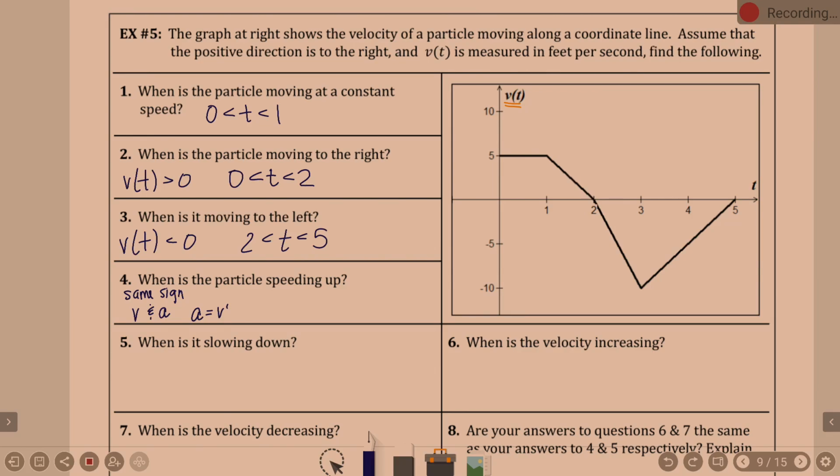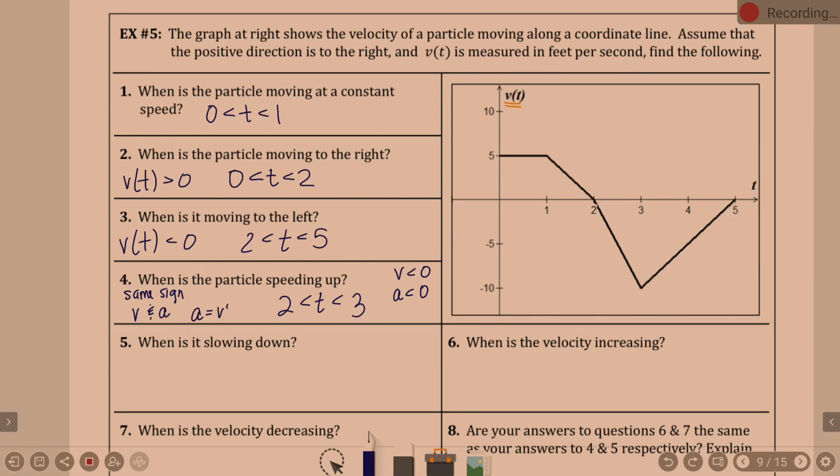So now let's talk negative. Negative velocity is everything below the x-axis. So between 2 and 5, is there any negative acceleration? 2 to 3. And we talked already at the end of class about 2 to 3 because that is your negative slope. Okay? So 2 less than t less than 3. And that's because velocity is negative and acceleration is negative. They're both less than 0.